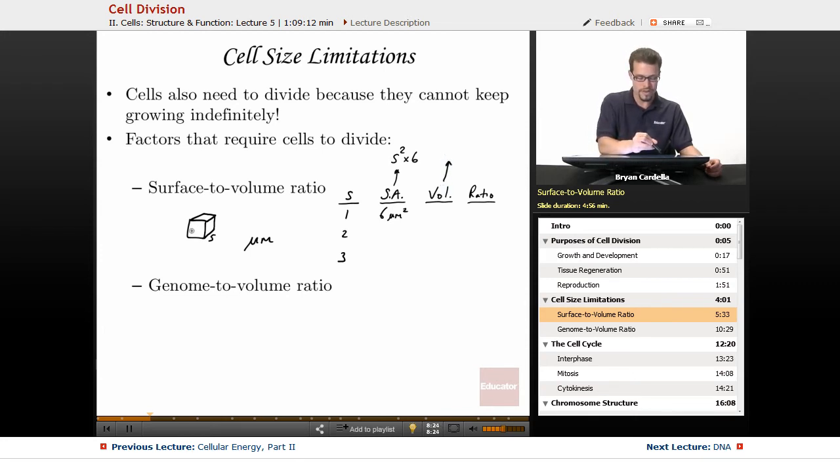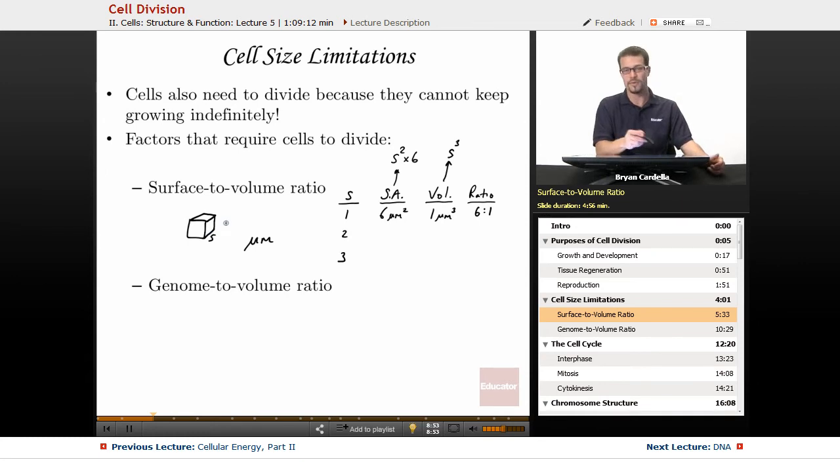Volume, a little bit different. Volume, in terms of the measurement of all the stuff that would be inside of it, liquid or otherwise, is length times width times height. Side cubed, literally cubed. And of course, that would be 1 micrometer cubed. So the ratio, 6 to 1. Becomes different when the cube gets a little bit bigger.